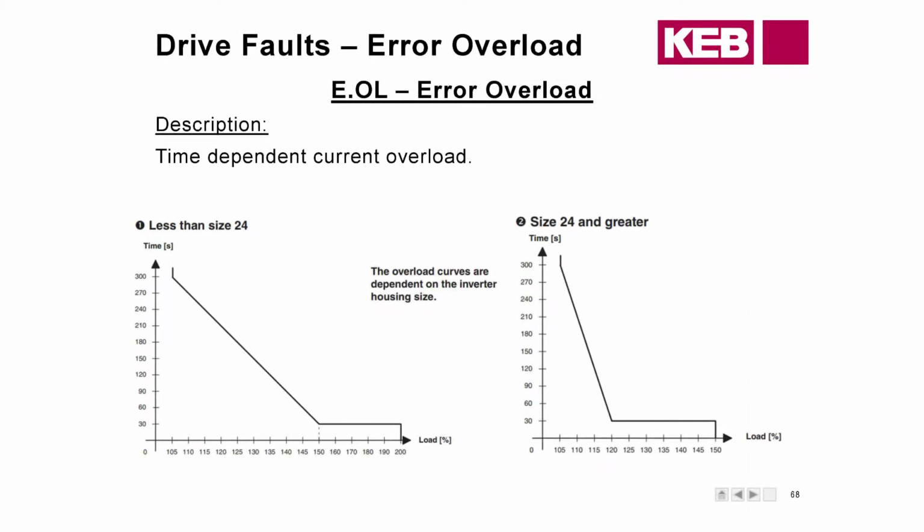The next one, E.OL, error overload. This is going to be a high current for a set amount of time, and it's going to vary depending upon the size of the drive. So on the left here, less than size 24, when we draw 150% of rated current for 30 seconds, is when the E.OL would be triggered. If you compare that to the larger size drives, it's going to be 120% for 30 seconds.